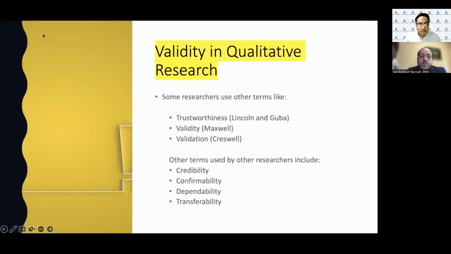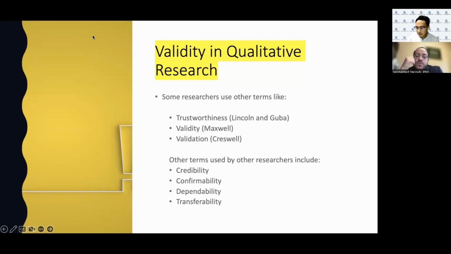Okay, now to the validity. We talked about it earlier, and I promised that I would be talking about it in a little bit more detail. So validity has different names actually, like Lincoln and Guba. These names, Maxwell, Creswell, are big names and big scholars in qualitative research. So sometimes they use different terms. Lincoln and Guba use the word trustworthiness.